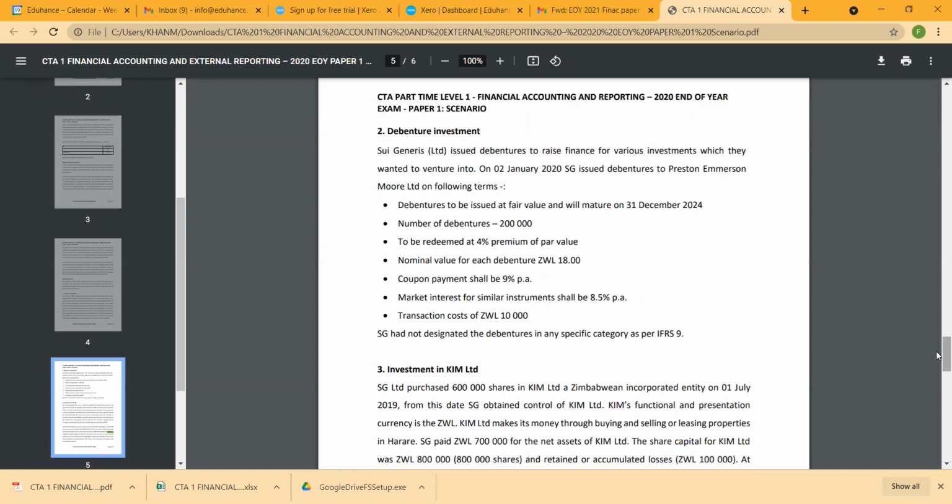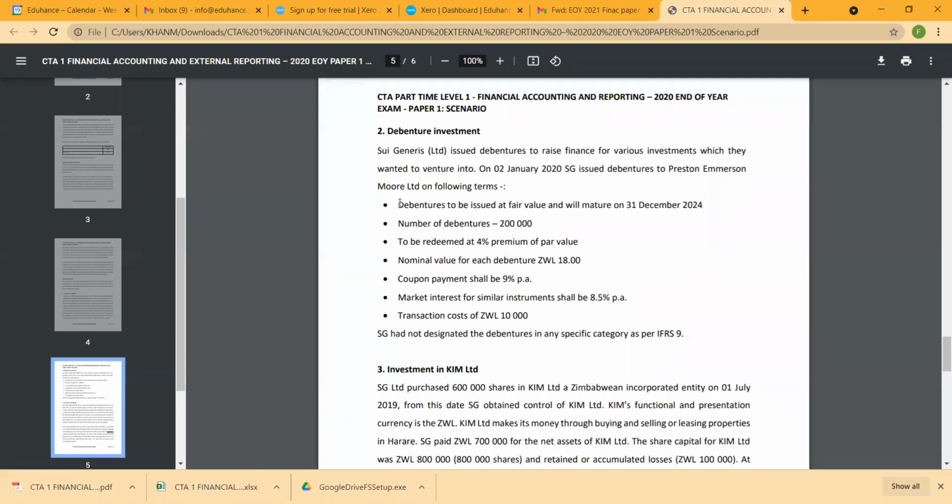So for us, it is a debenture. It also makes sense that it is a financial liability to us, because we are the ones raising the finance. So remember, finance is either equity or liabilities. From a financial management point of view, it makes sense that it is a liability because we are raising finance.